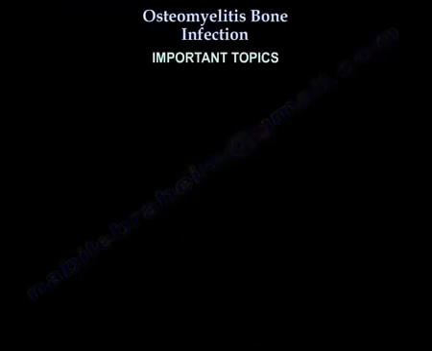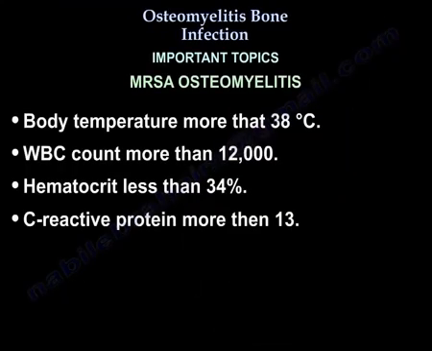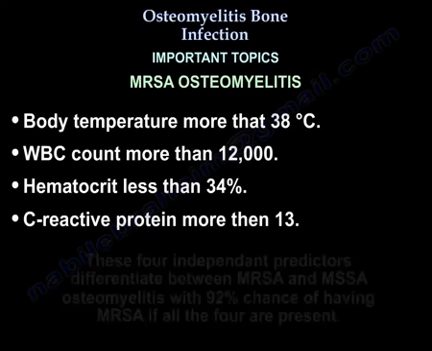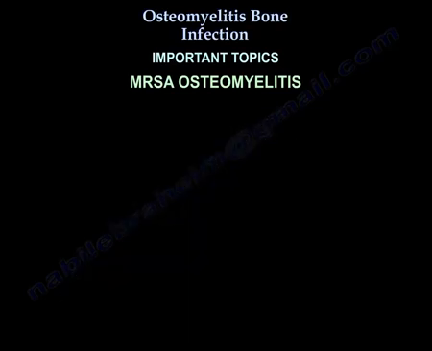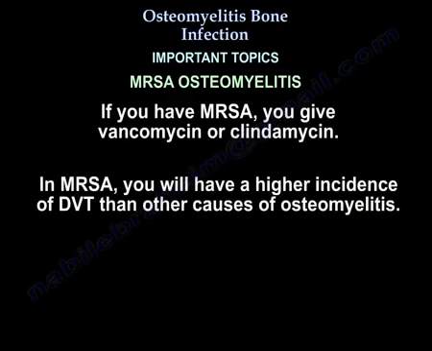Important topics. MRSA osteomyelitis. Temperature more than 38. WBC count more than 12,000. Hematocrit less than 34%. C-reactive protein more than 13. These 4 independent predictors differentiate between MRSA and MSSA osteomyelitis, with a 92% chance of having MRSA if all 4 are present. If you have MRSA, you give vancomycin or clindamycin.